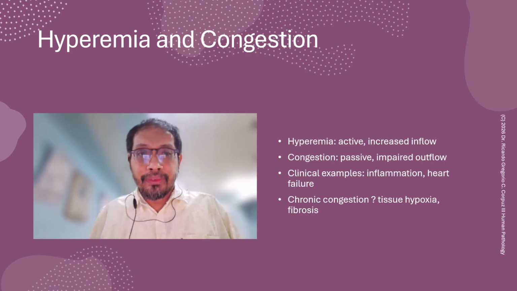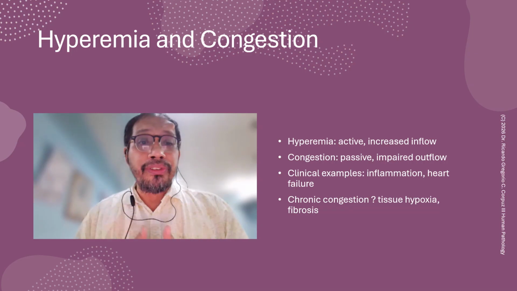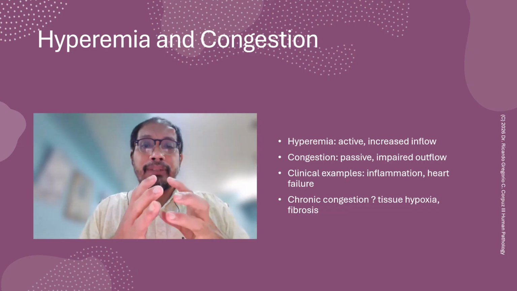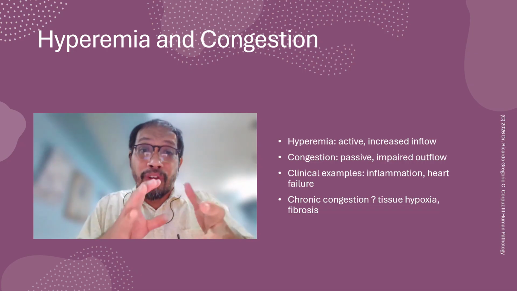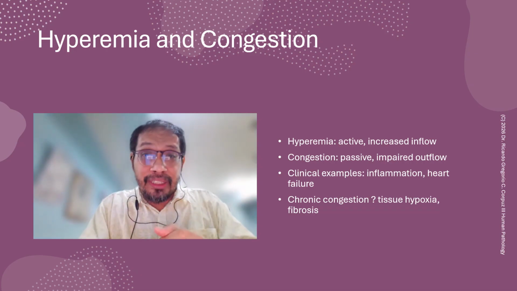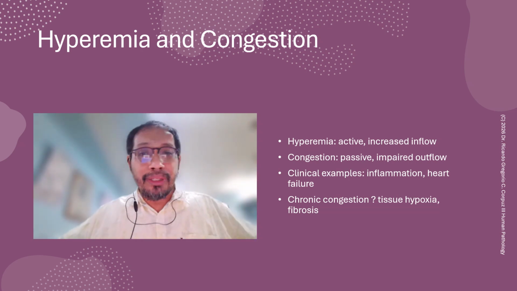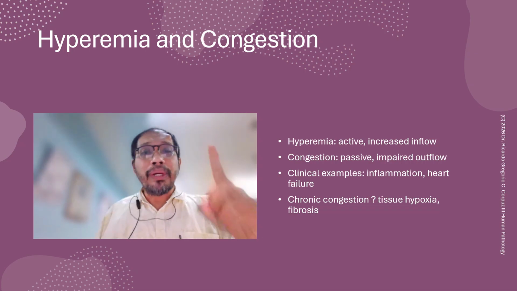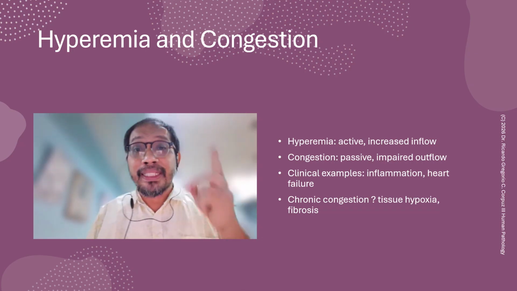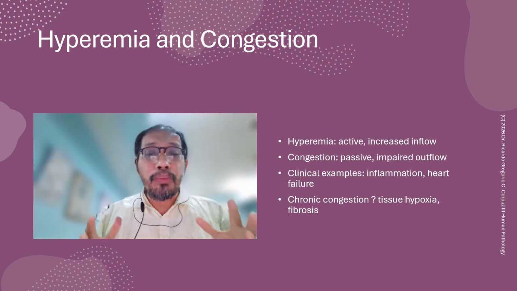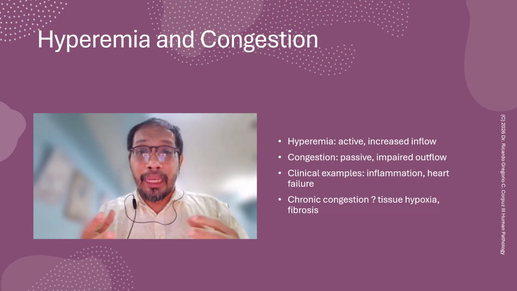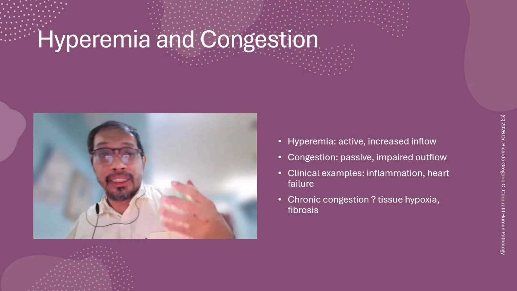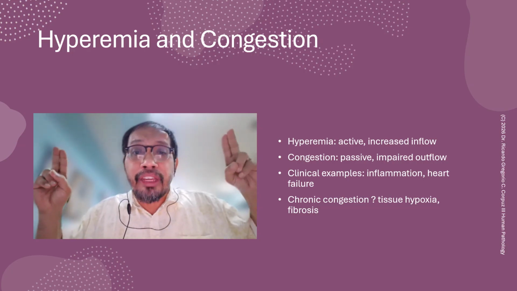Why does congestion cause tissue injury? When venous drainage is impaired, pressure builds up in the capillary bed. This leads to chronic hypoxia, cell injury, and eventually fibrosis. In your book, there are two organs where this is especially important. Number one is the lungs. Chronic left-sided heart failure causes pulmonary congestion, capillaries become engorged, alveolar septa thicken, and macrophages ingest leaked red cells, forming what they call a heart failure cell.